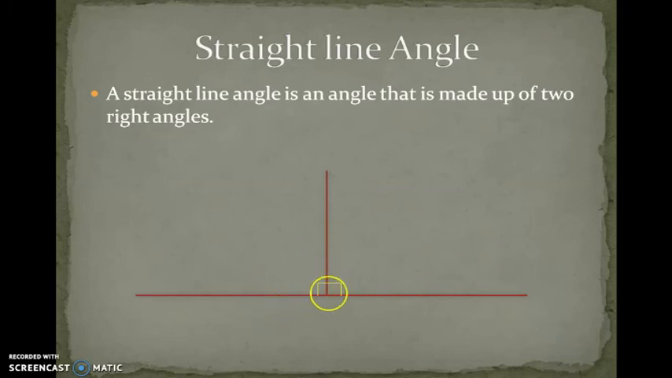Why did I say this is called a straight line angle? This is called a straight line angle because it is made up of two right angles. This is a right angle here facing the right hand side and another right angle facing the left hand side. So when you have two right angles put together, it gives you a straight line angle.